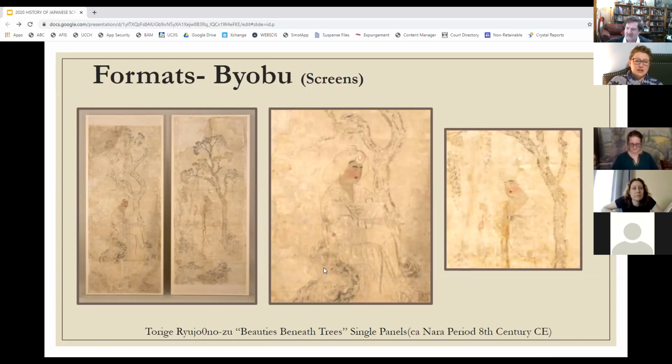Now, these are the earliest versions of the byobu from the Nara period that I have. These are beauties beneath trees. Now, these are ladies that are dressed in Chinese style clothing, but these are some lovely freestanding single panels that show the beginnings of byobu.